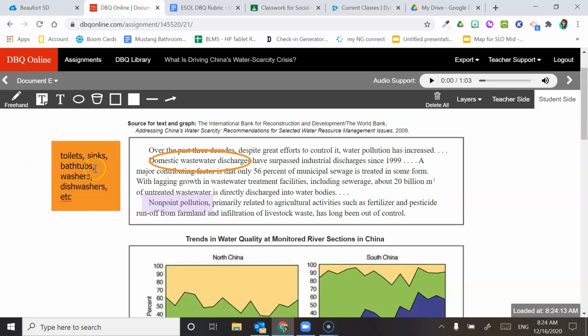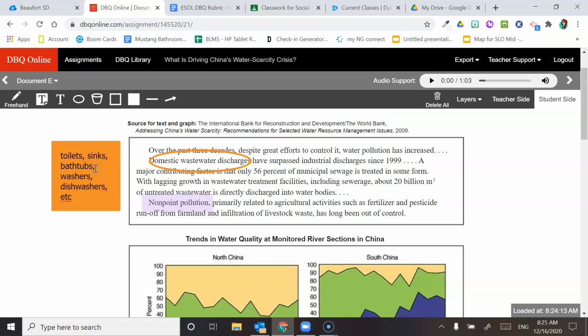So domestic wastewater is the water that you get rid of after you use it in toilets, sinks, bathtubs, washers, dishwashers. All the dirty, nasty water that you get rid of in your house has surpassed, that means been larger than, industrial discharges since 1999. What it's saying is that people are getting rid of more water from their houses than factories are. A major contributing factor is that only 56% of municipal sewage is treated in some form. We're talking about pollution, so industrial pollution is more likely to get cleaned than household pollution. Only 56% of sewage, the stuff coming from houses, the stuff in orange, is treated. To be treated means it's able to be used again.